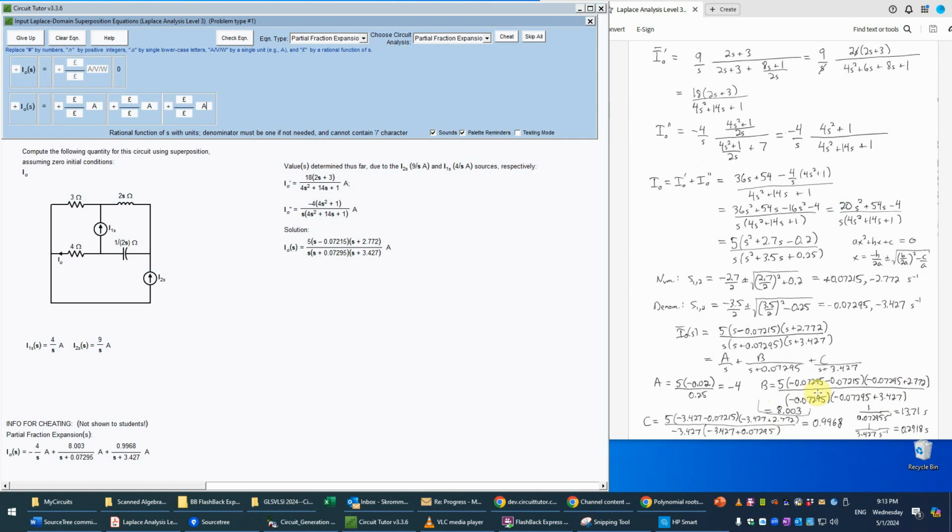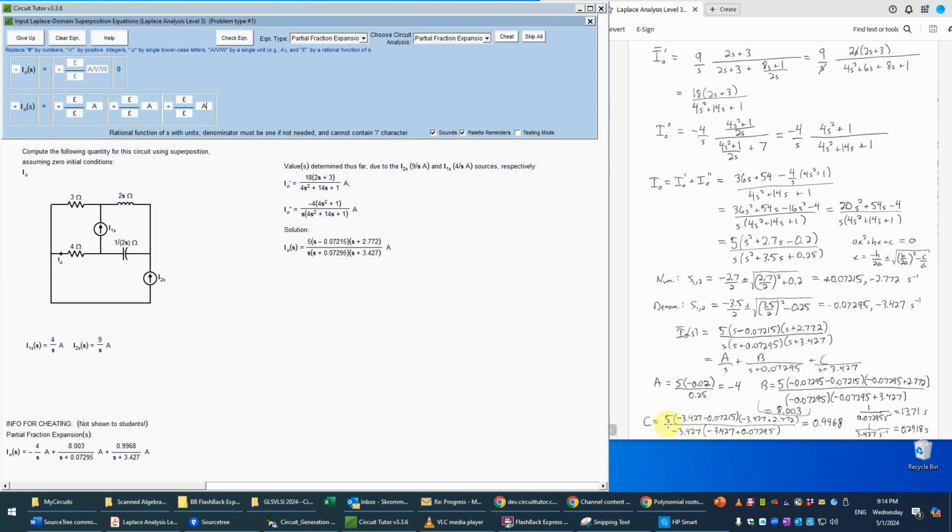3 would probably be adequate for the answer, but I just left all 4. Okay, then for C, we do a similar thing, multiply by the s plus 3.427. That cancels out this term, and then we set s equal to the negative of that, which wipes out these two terms since they now have a factor of 0 and gets rid of this.